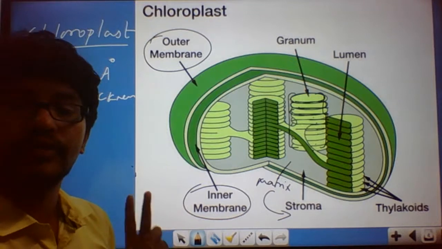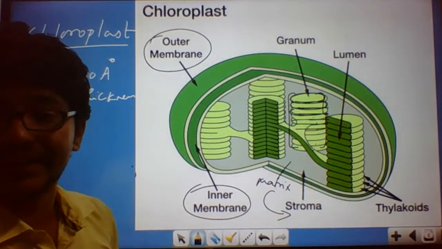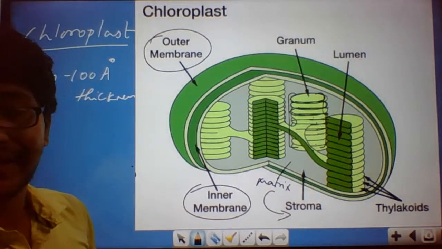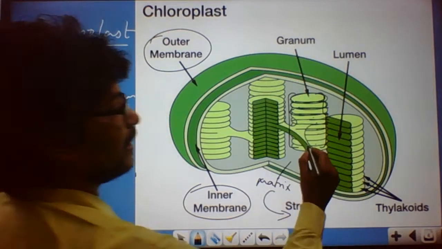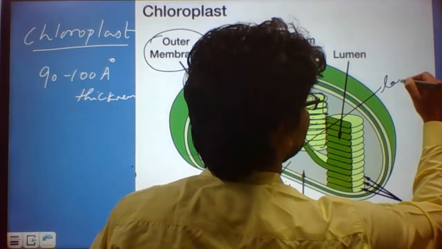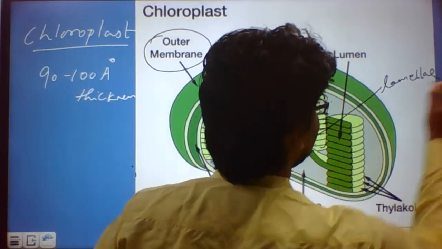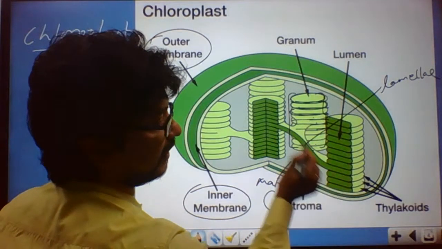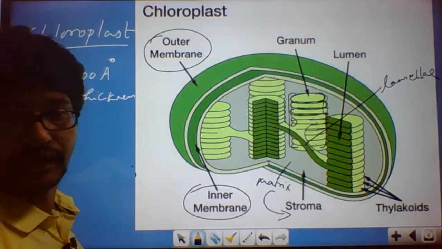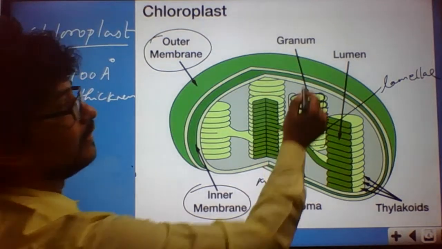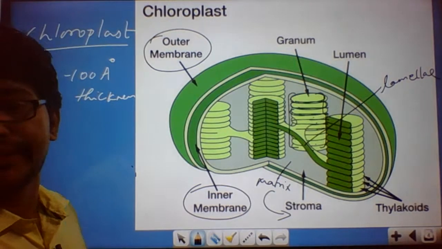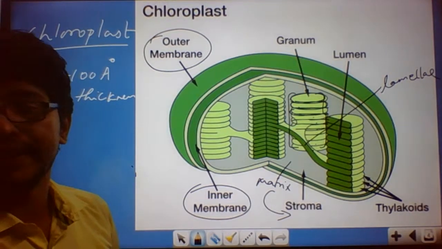Photosynthesis படிச்சிருப்பீங்க. What are the two types of reaction? Light reaction and dark reaction. இது எப்படி கனெக்ட் ஆயிருக்கும் கேட்டீங்கன்னா, this grana is connected by lamellae, the stroma lamellae. ஒரு கிரானாவும் இன்னொரு கிரானாவும் எப்படி கனெக்ட் ஆயிருக்கும்னா by means of a structure called lamellae.